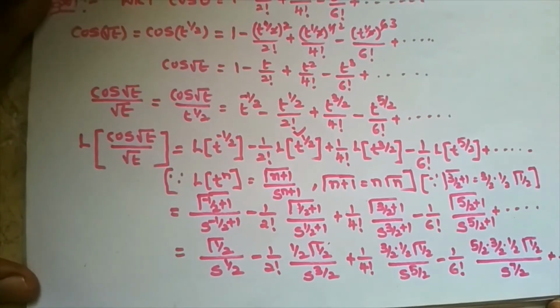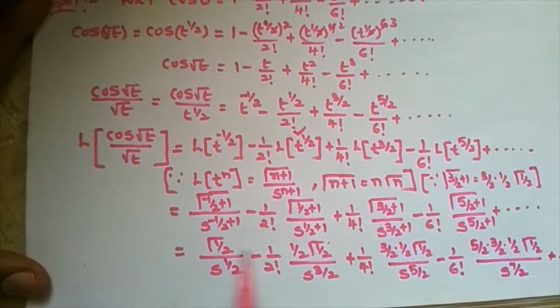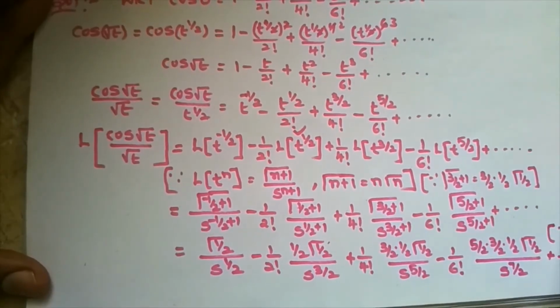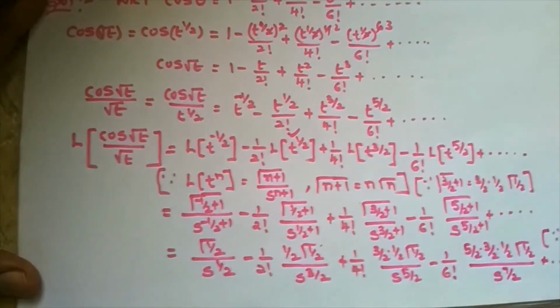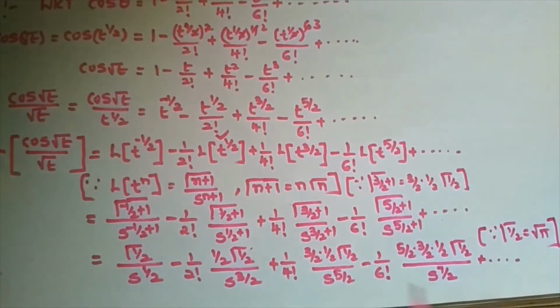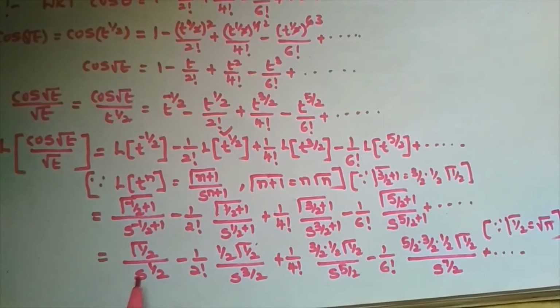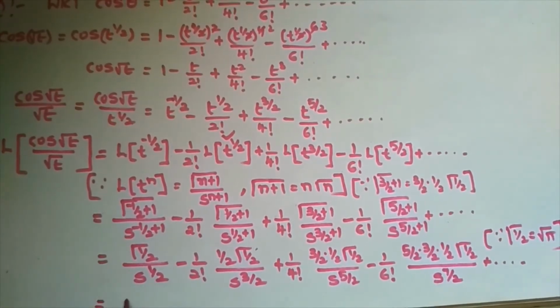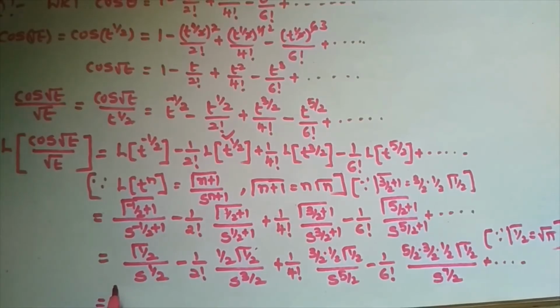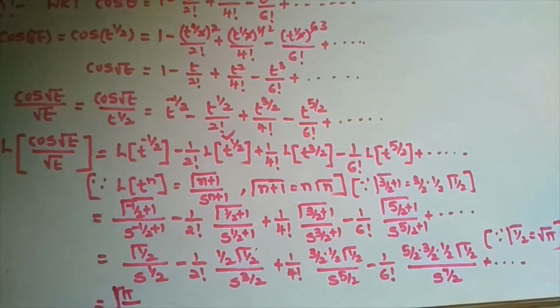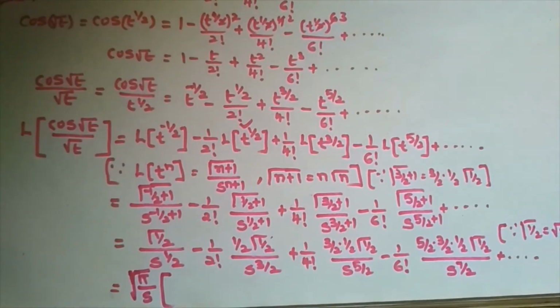Can you observe here what is the common term? Gamma of 1 by 2 is common, since gamma of 1 by 2 is equal to root pi. And also s power 1 by 2 is common in each and every term. Then simplify that one. Gamma of 1 by 2 can be written as root pi, and s power 1 by 2 is also root s. So that's why root pi by root s is common for each and every term.